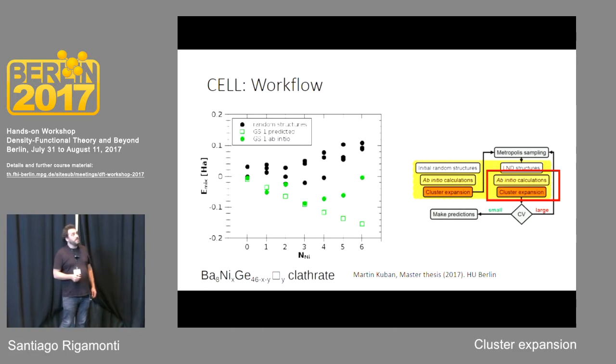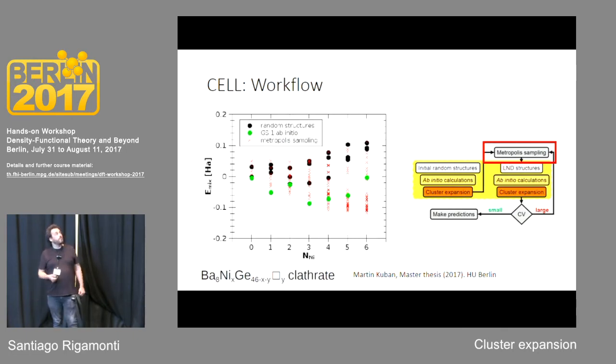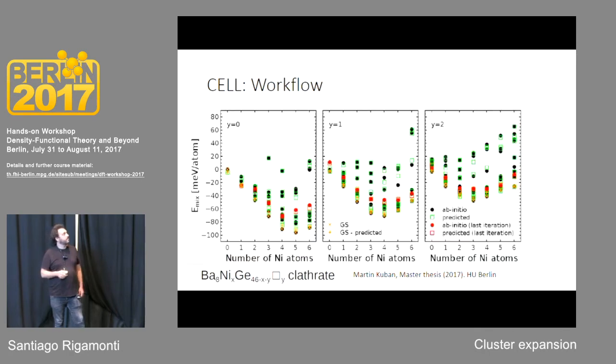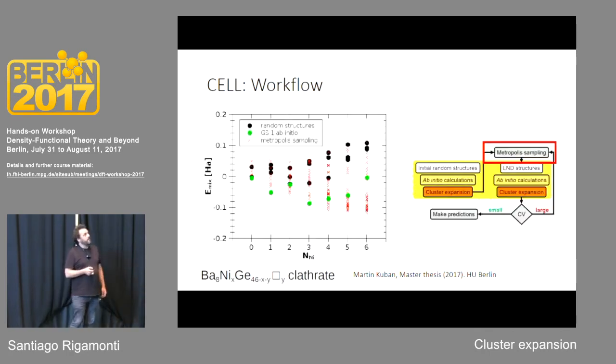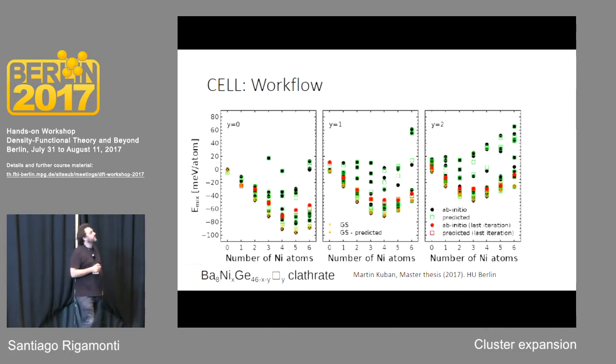This means a large cross-validation error. So you are not satisfied with it, then you come back and perform a new Metropolis sampling with a new cluster expansion, and then you identify those lowest non-degenerate structures. And you do this several times, and at the end what you get is something like this.